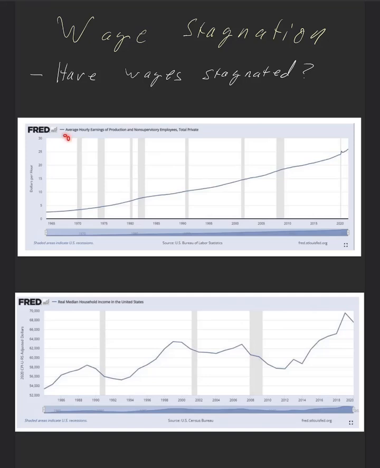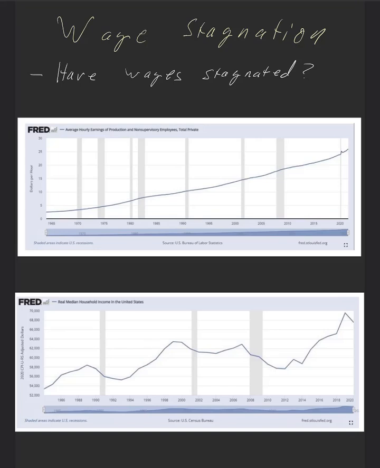Now you might say, okay, that's average hourly earnings. What about median household income? It's got this bumpy path, but the general trend is one of increase, and it has a predictable pattern: it falls when we have these recessions, these gray lines are recessions. It bottoms out shortly thereafter and then goes back to climbing. So we have the cyclicality of real median household income.